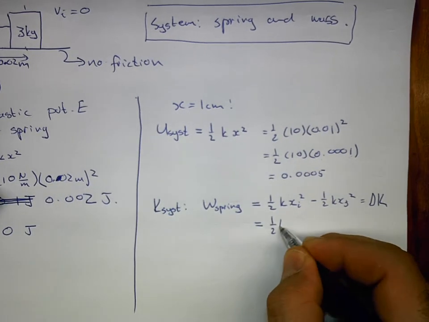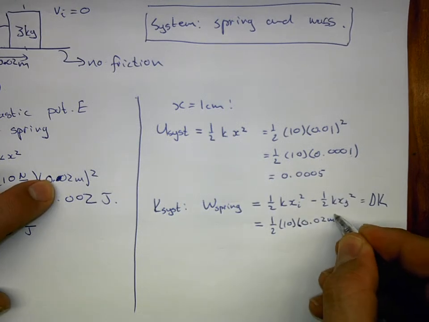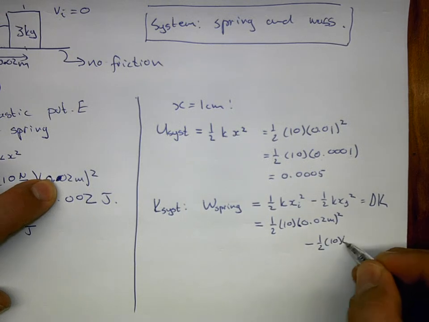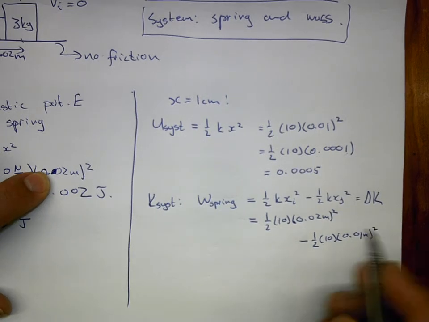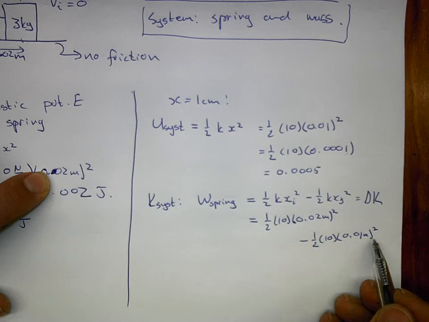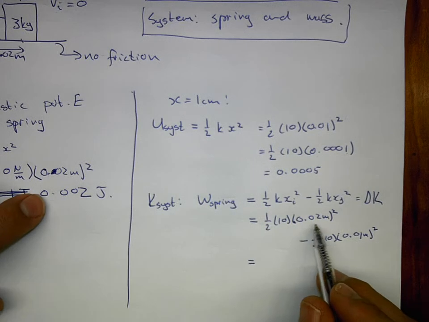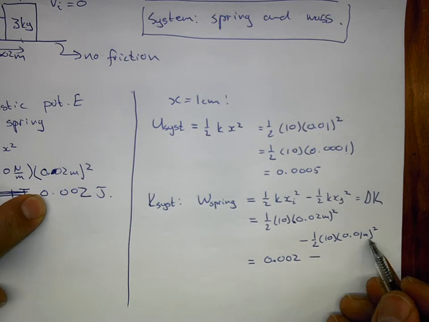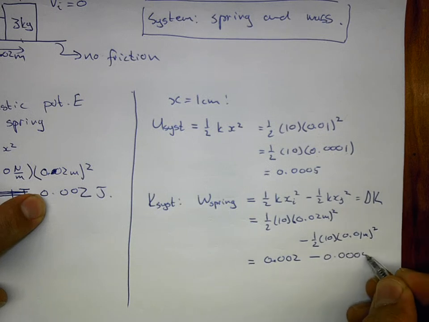So this will be a half times 10 times 0.02 meters squared minus a half times 10 times 0.01 meters squared, because this is where it initially was, this is where it ends up. So this is then equal to, we've already got this number actually, it's just equal to that, so that's 0.002 minus, we've also calculated this number already, it's just what we've got there, minus 0.0005.